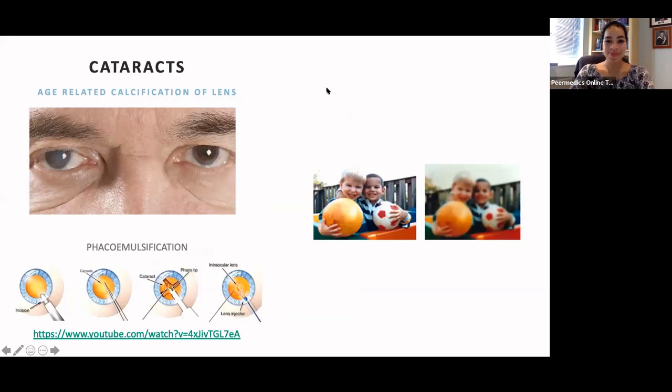So here we are. Okay, condition one is cataracts. So does someone want to give me some buzzwords you'd expect to hear in a question about cataracts? Just type them in the chat. Cloudy, yeah. Very good.